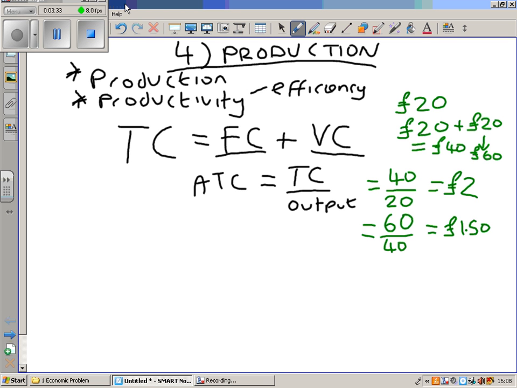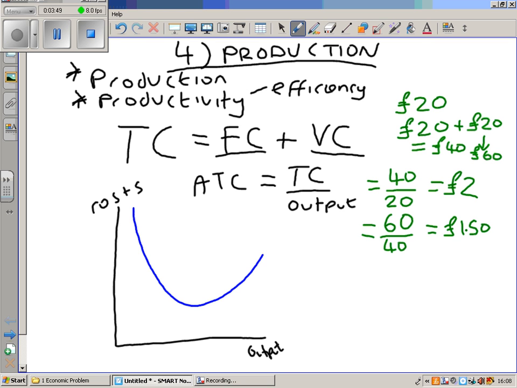Now what we can do is graph costs onto a curve. So what I'm going to look at now is output on the horizontal axis and costs on the vertical. And what we see is that average total costs take on a U shape. So what we can see is originally, as output increases, average total costs start to fall. They then reach their lowest point, and then beyond a certain output, average total costs start to increase again.